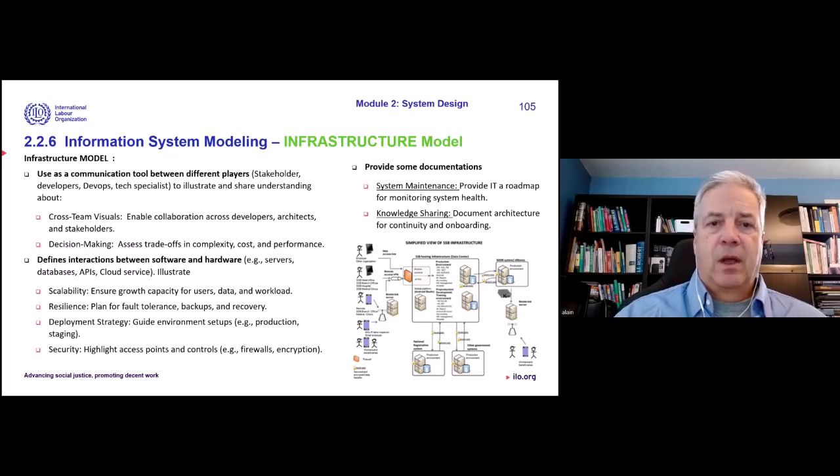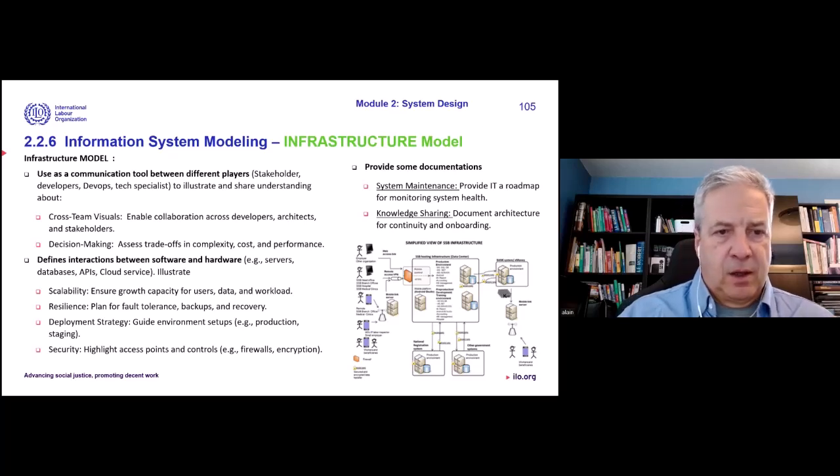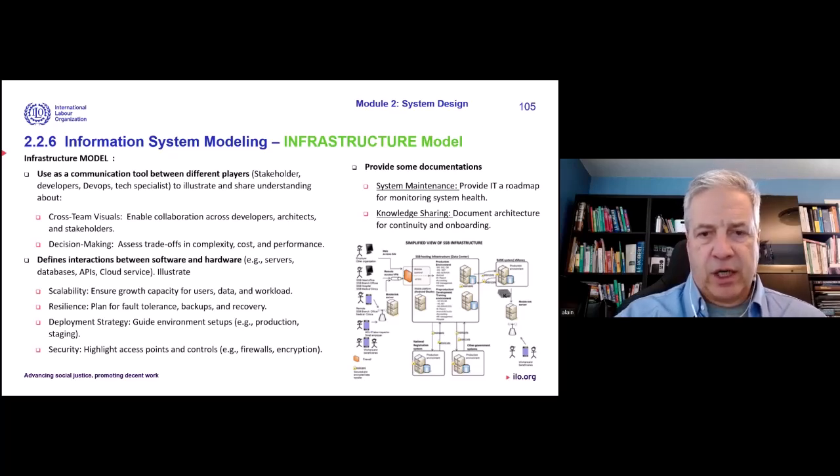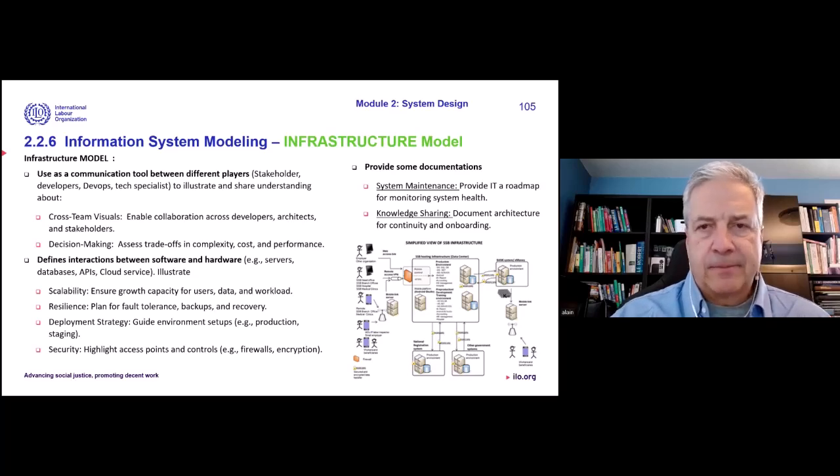So based on those kinds of illustrations, it's easier to communicate for all sorts of needs inside the process of developing a system. So we can see where the security measures are. We can better understand how to do the deployment of the technology in the system, and so on.